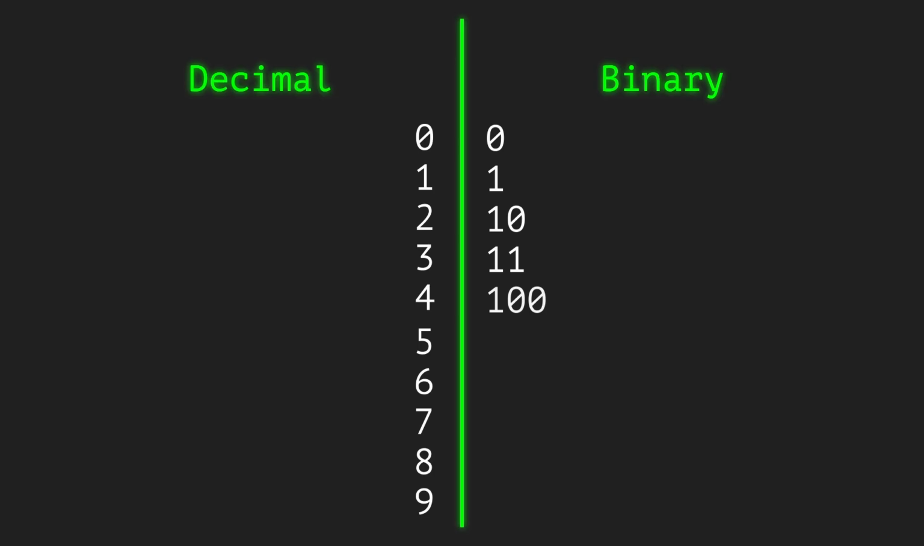Then 5, which is 101, 6, which is 110, 7, which is 111. Again, we reach another power of 2, this time 8, which is going to be 1 followed by 3 zeros. And finally, we have 9, which is 1001.